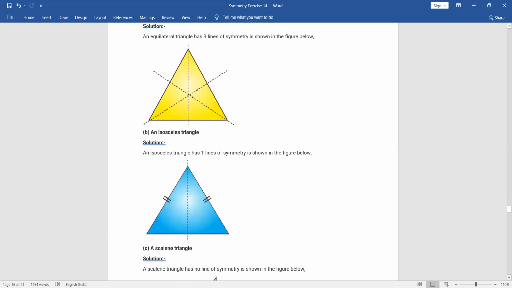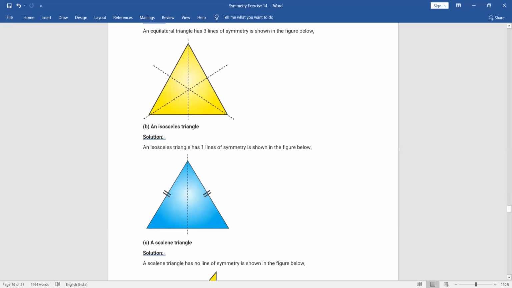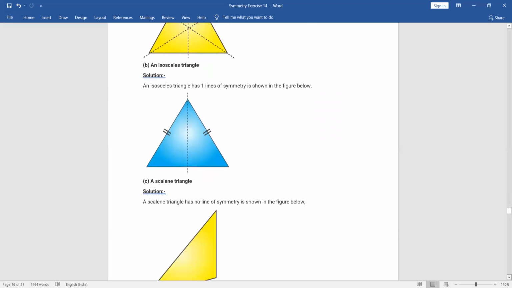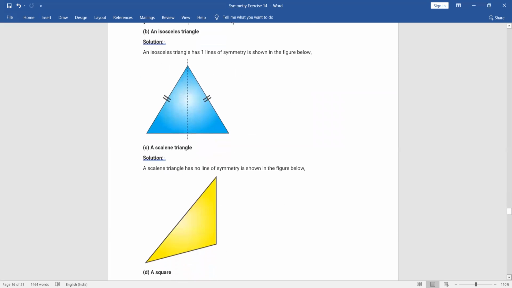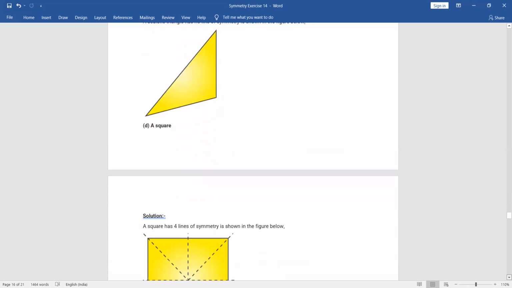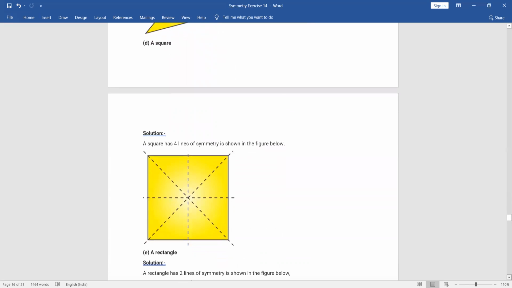Isosceles triangle. In isosceles triangle, only 1 line of symmetry is there. Okay, from the middle. And that line of symmetry is also the median and altitude. Okay, in the previous chapter we have studied about it. Scalene triangle, because no sides are the same, so no line of symmetry. Square, all 4 sides are the same, so 4 lines of symmetry.